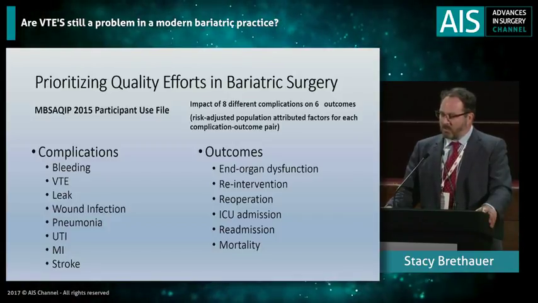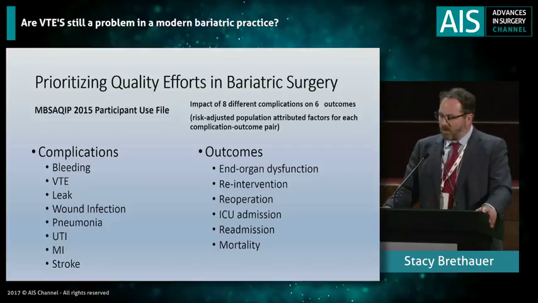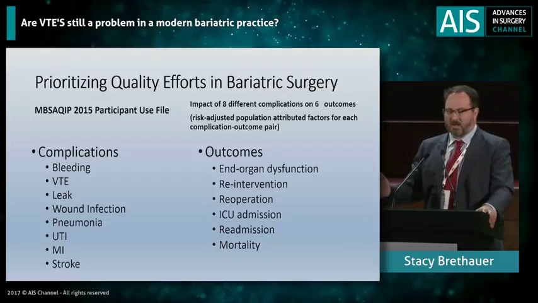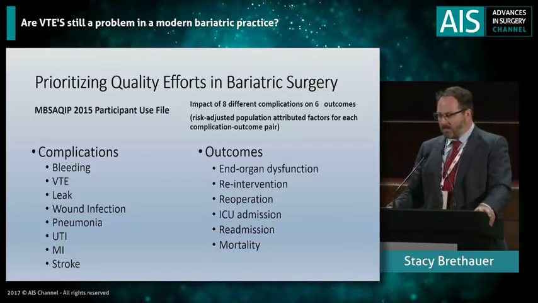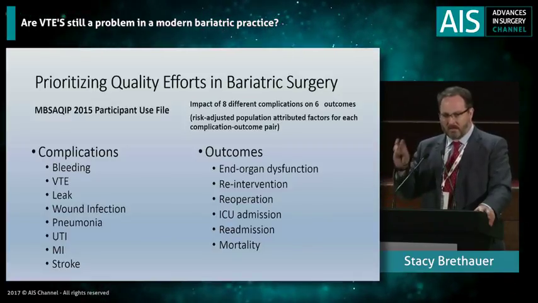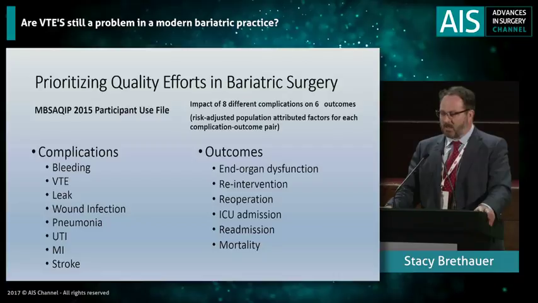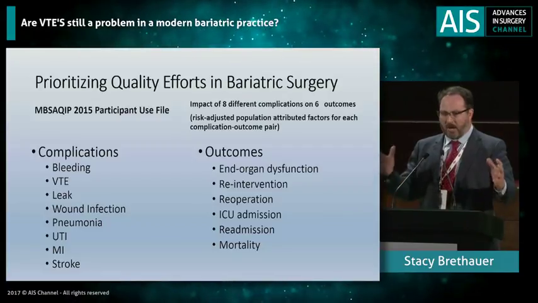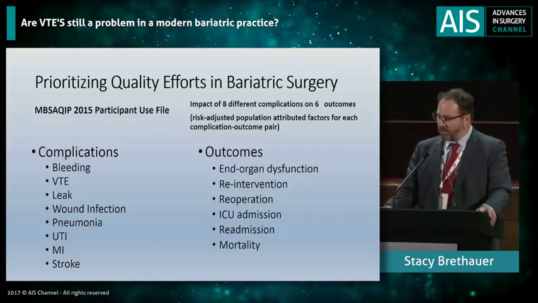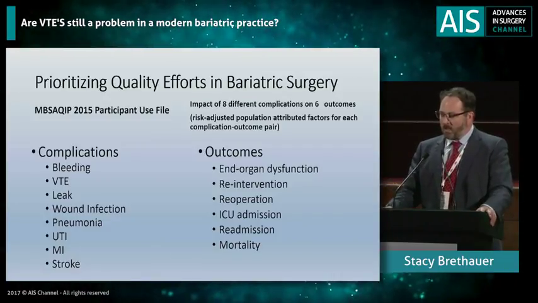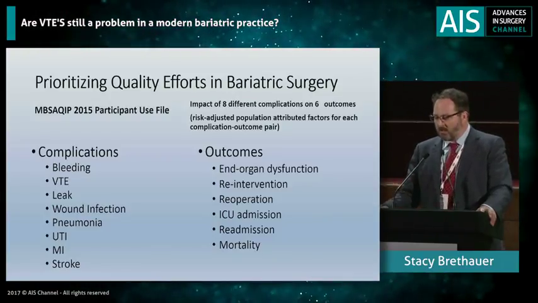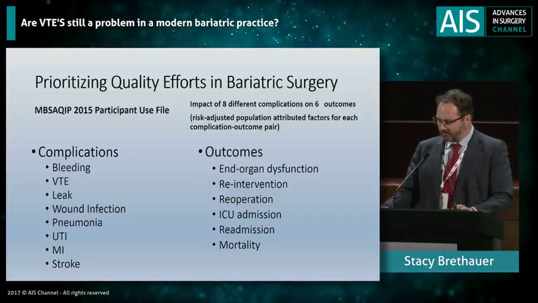So we got the PUF, and Ali went to work on it, and what he did was a really innovative way to look at what complications result in which outcomes. He did a statistical analysis determining the impact of 8 different complications on 6 variable outcomes, and he did these risk-adjusted population-attributable factor pairings between a complication and an outcome. You can see the complications that were evaluated there: bleeding, VTE, leak, etc. And the outcomes, of course, were multi-organ failure, reintervention, reoperation, a trip to the ICU, readmission, and mortality.